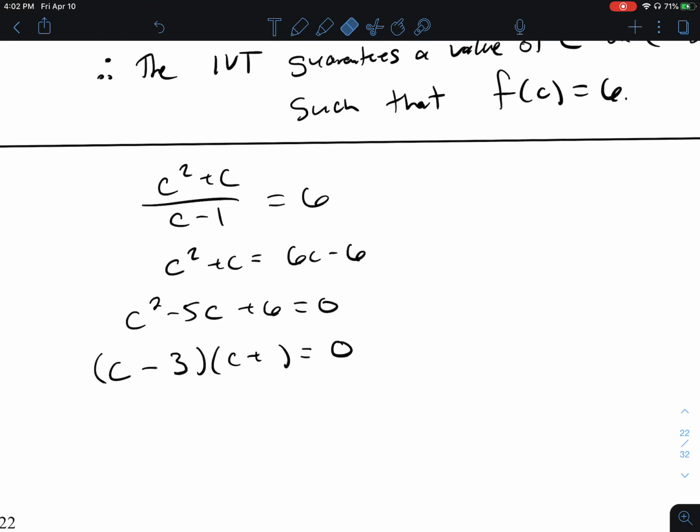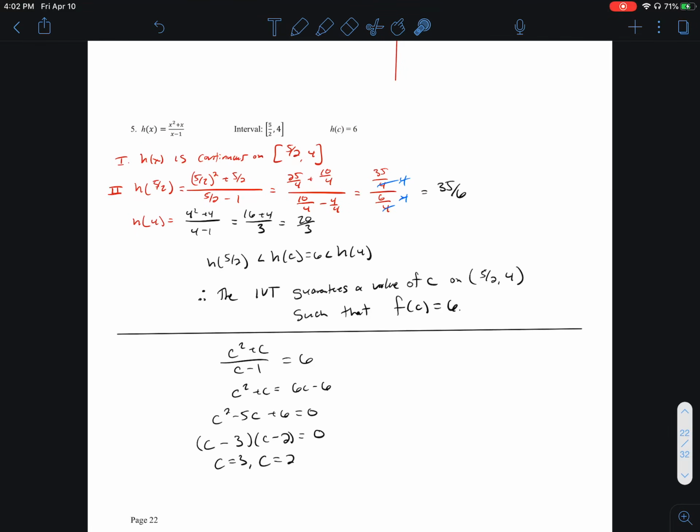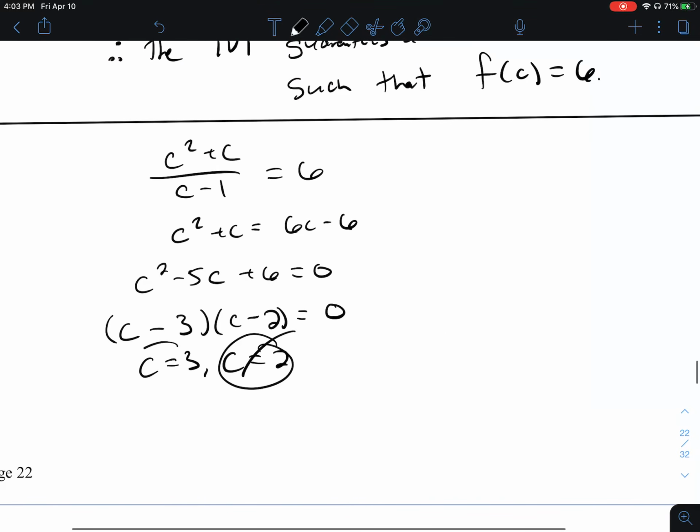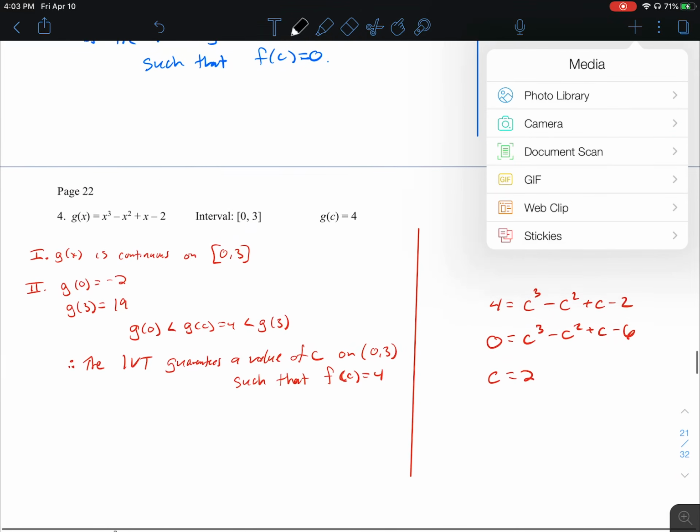How about c minus 3 and c minus 2? If you add those, you get negative 5. If you multiply them, you get 6. That's better. So here we're saying that c could be 3 or c could be 2. Are both of those on the interval that we're talking about? 2 is not, because this is 2.5. So this is not our solution. Our solution is c equals 3. It's in the interval. All right, that wraps her up.